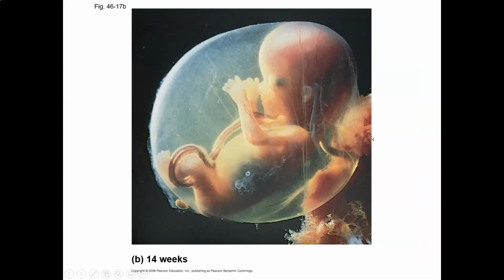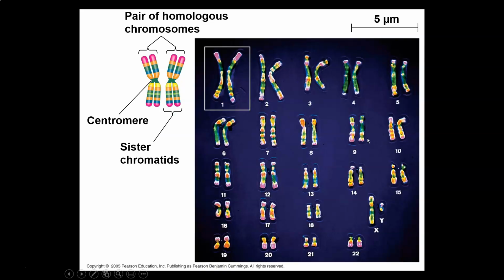So let's look, for example, at chromosome pair number 9. These are homologous chromosomes. One came from your mom, one from your dad, and like I say, they're carrying similar genes.